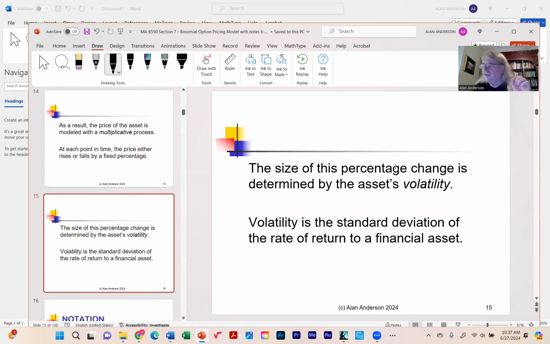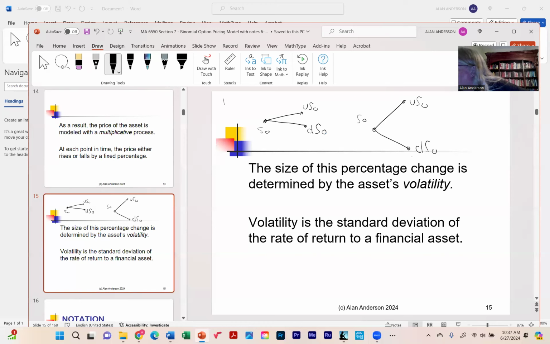And as I said, how high and up, how far it goes. Let's say you have a stock that's very stable. It stands to reason. And here's the one that's obviously very volatile. That the spread between the top node and the bottom node is higher when the asset is more volatile.